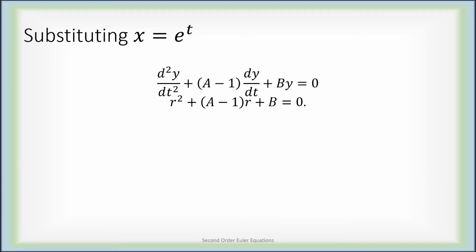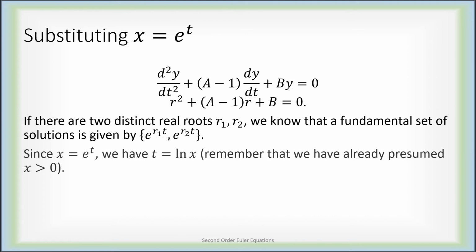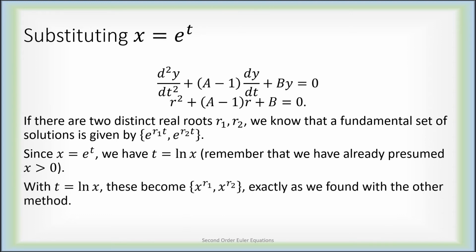All right, so having transformed our second order Euler equation into this constant coefficient equation, we generate a characteristic polynomial. If there are two distinct real roots, r1 and r2, we know that a fundamental set of solutions is given by e to the r1 t and e to the r2 t. But since x is e to the t, therefore t is the natural log of x. We don't need any absolute values or anything because we've already assumed x is positive. With t being log x, e to the r1 t is just x to the r1, and e to the r2 t is just x to the r2. That's exactly matching our other method of supposing that y is x to the alpha.